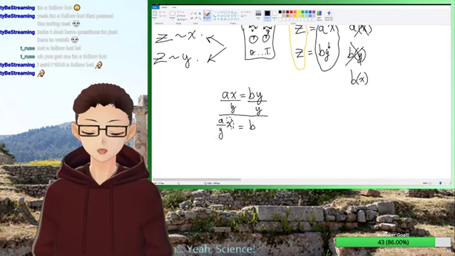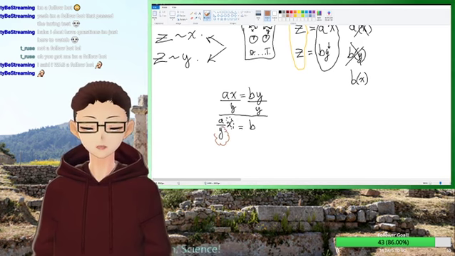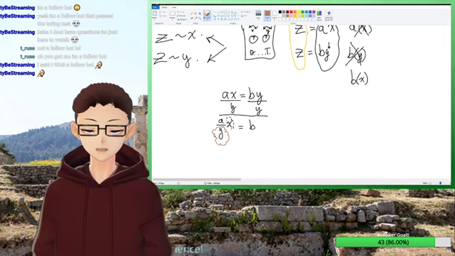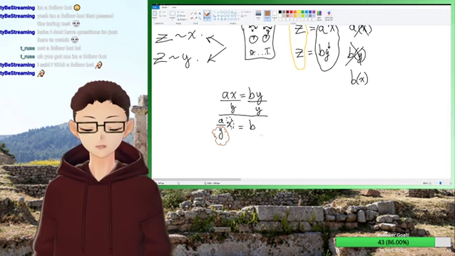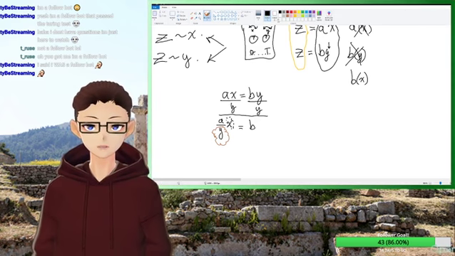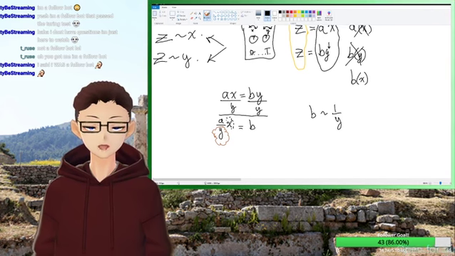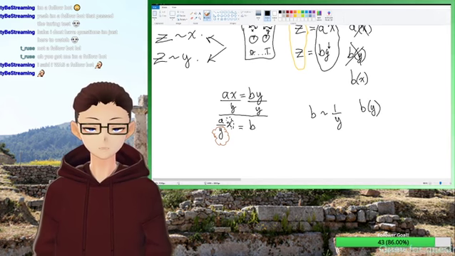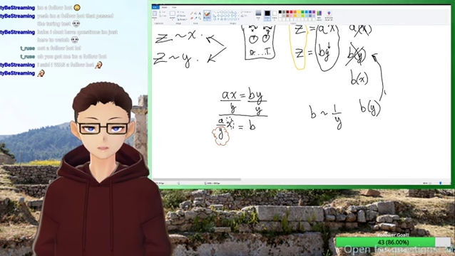But I did say that about y. Having b equal some stuff times y, or divided by y, is a problem. Because this is saying that b is inversely proportional to y, meaning b is a function of y. But I said right there, that's not true.